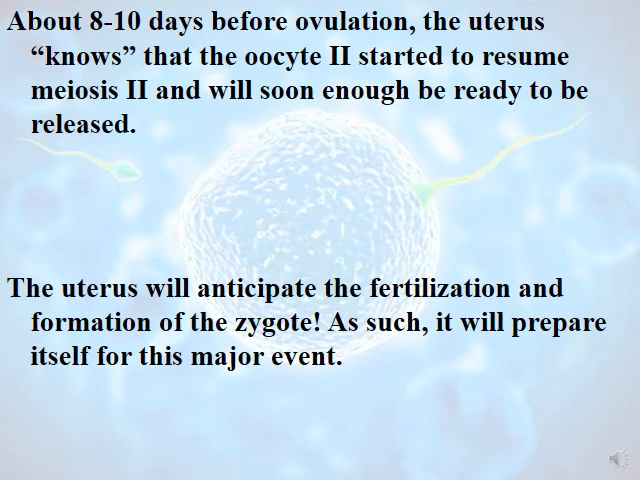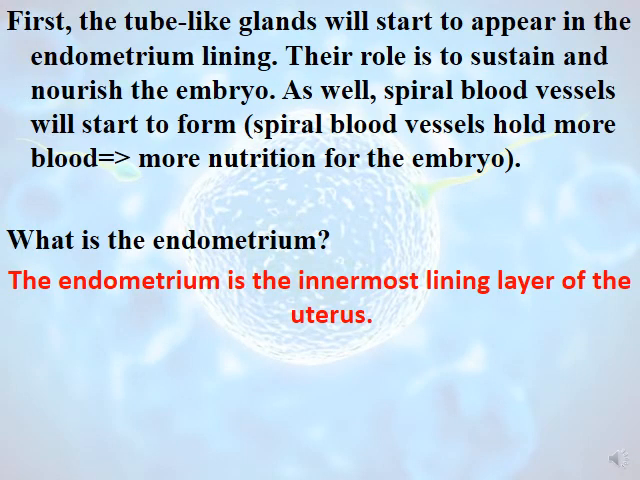The uterus will anticipate the fertilization and the formation of a zygote, so it will prepare itself for the major event. The tubular glands will start to appear in the endometrium lining. Their role is to sustain the nourishment of the embryo. So more blood vessels will start to form, so more blood, so more nutrition.